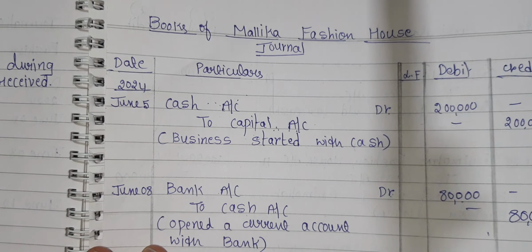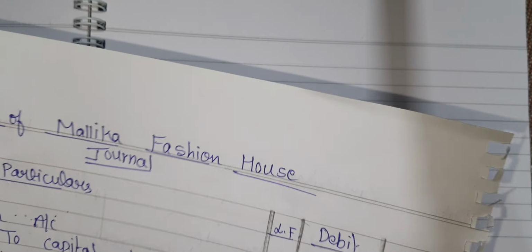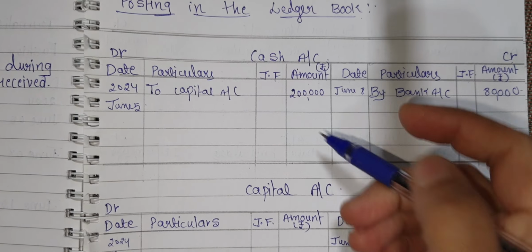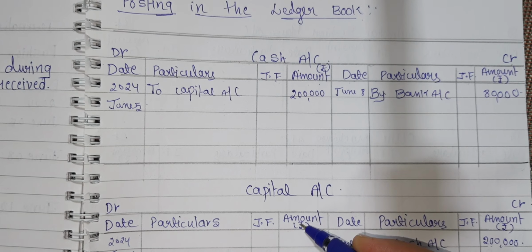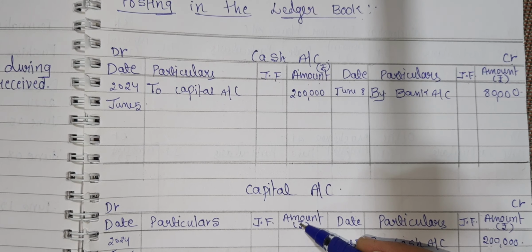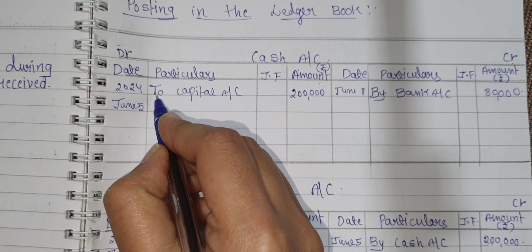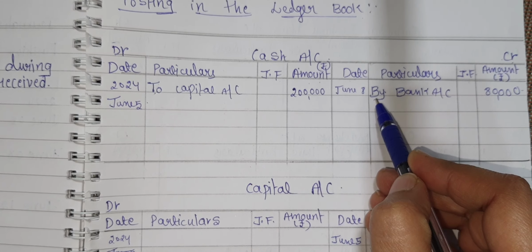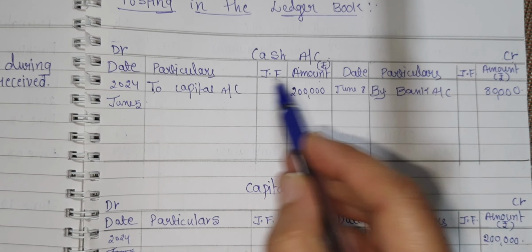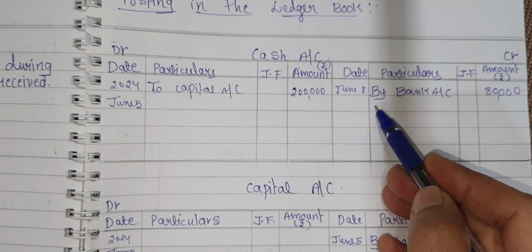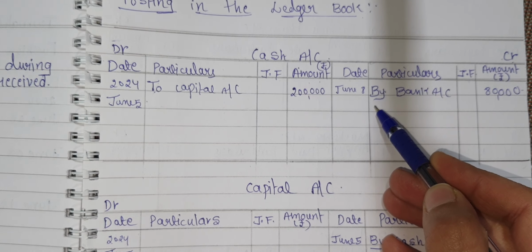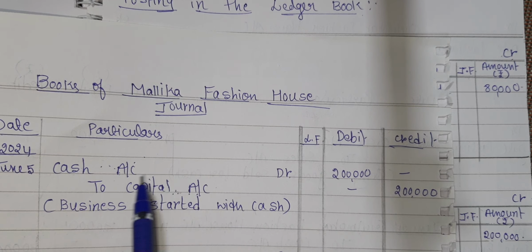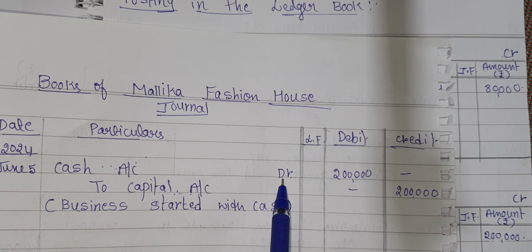And next, what we have to do, see here, we have to open two accounts, that is cash account and capital account. And in the debit side, we have to write down 'To', and in the credit side, we have to write down 'By'. Debit side 'To', credit side 'By'. And see the journal entry now. That is cash account debtor to capital account. Here cash account is debited.